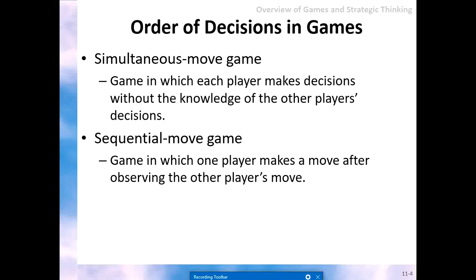And we have the sequential move game, which is a little bit easier. This is a game in which one player makes a move after observing the other player. If I want to increase my price, first I wait to see what my rival is going to do. If he is going to increase the price, then I will increase. If he is going to decrease the price, then I'm also going to decrease the price based on his move.